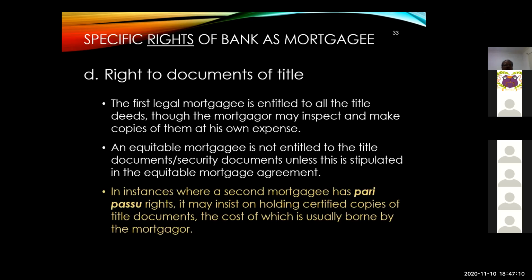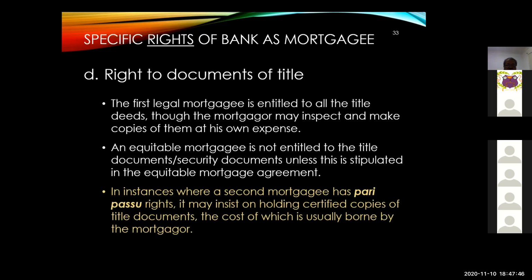So the fourth is the right to documents of title. The first legal mortgagee is entitled to all the title documents or deeds, though the mortgagor may inspect and make copies of them at his or her or their own expense. An equitable mortgagee is not entitled to the title documents or security documents unless this is stipulated in the equitable mortgage agreement.